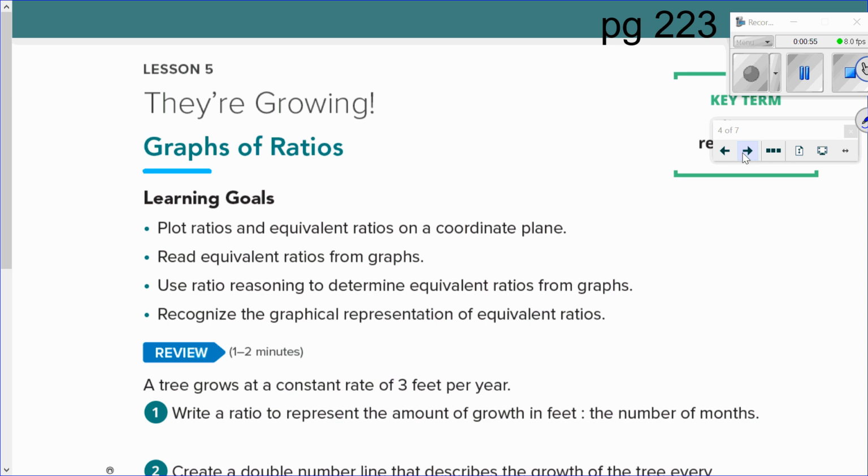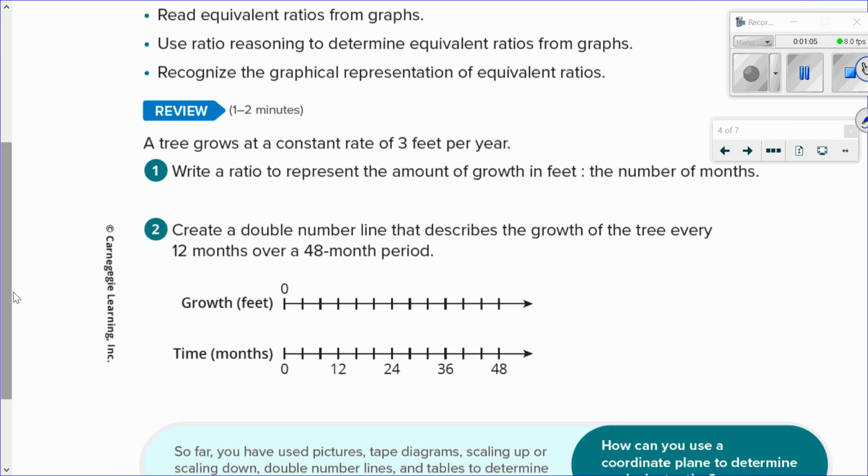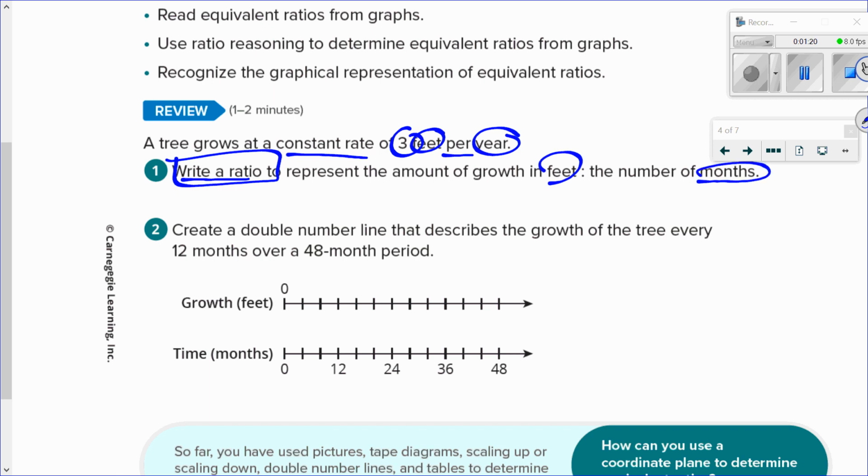Okay, go ahead and open up your modules to page 223. Your math books. So again, here's your 2 goals. Here's the first thing we're going to do. A tree grows at a constant rate of 3 feet per year. So we need to write a ratio to represent the amount of growth in feet to the number of months, and create a double number line that will describe the growth of the tree every 12 months over a 48-month period. So it should be relatively simple.